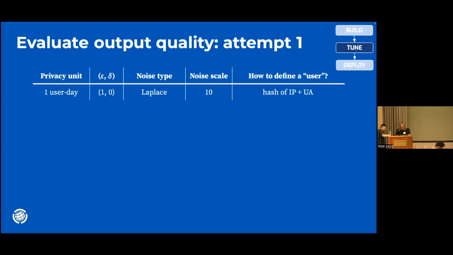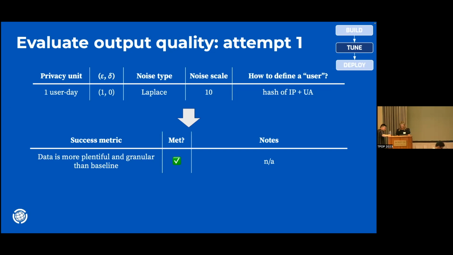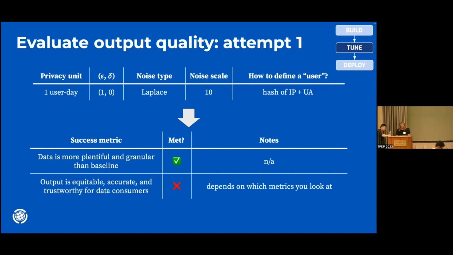Epsilon is 1. We're using Laplace noise, pure DP. Our noise scale is 10, so we're considering 10 page views per user. And we're defining a user as the hash of an IP address and a user agent, so we don't collect any cookies. So how does this do? Is the data more plentiful and granular? Yes, that meets that success metric. But is the output equitable, accurate, and trustworthy for consumers? Turns out no, it depends on which metrics you're looking at.